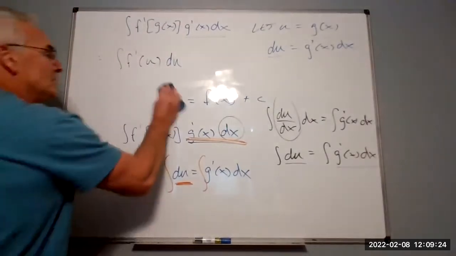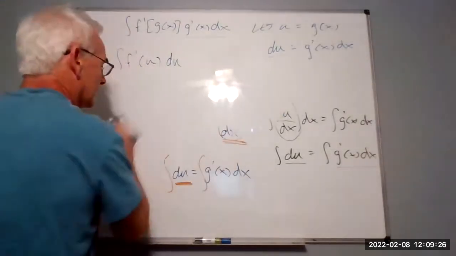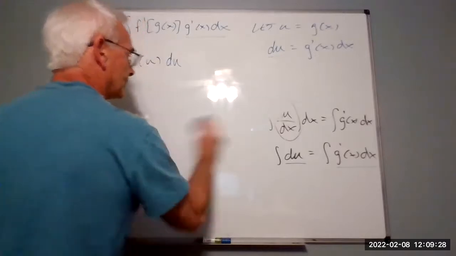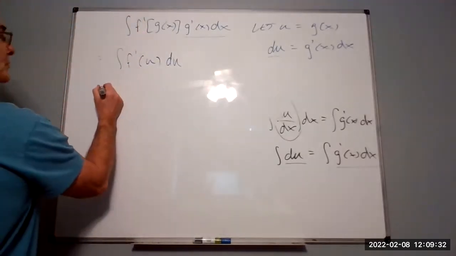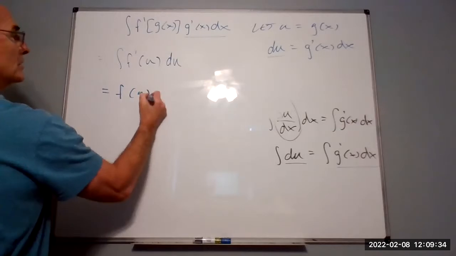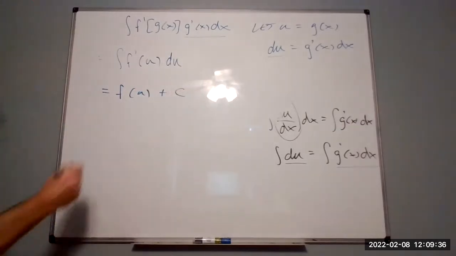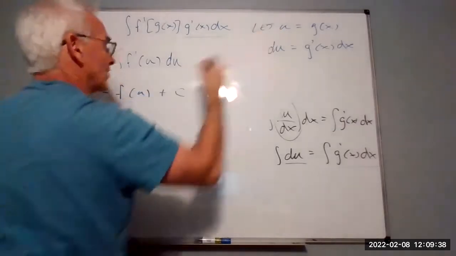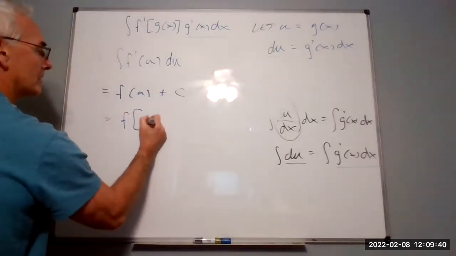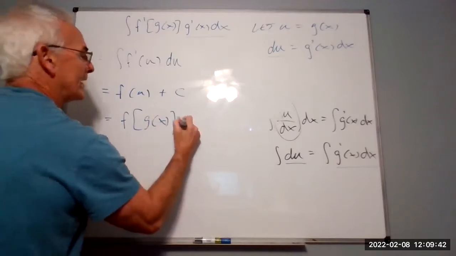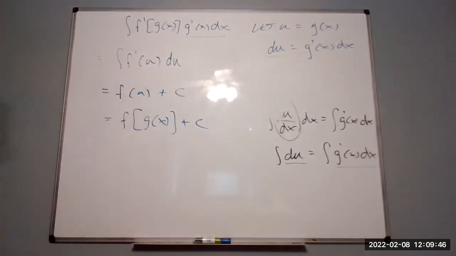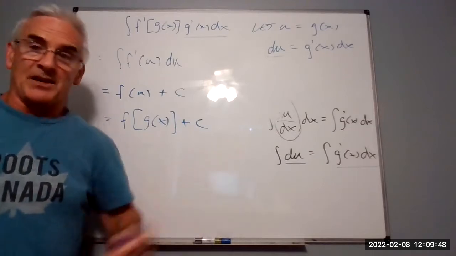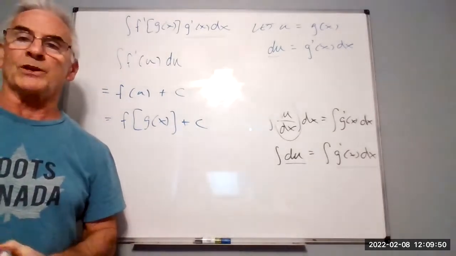So if I continue this, the integral of f prime of u du is just f of u. And now we'll go and substitute back. Now, we already knew that was going to be the answer, but this is the route we took to get there. Now, if it's a definite integral, then I evaluate the definite integral. I'm not worried about that.